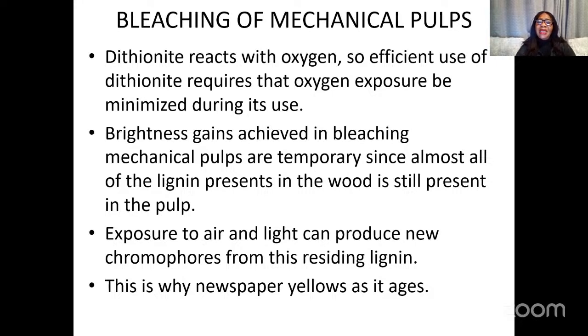Brightness gains achieved in bleaching mechanical pulps are temporary, since almost all the lignin present in the wood is still present in the pulp. The exposure to air and light can produce new chromophores from the residual lignin. And that is why paper yellows, newspaper yellows as it ages, and other papers change colors with time.